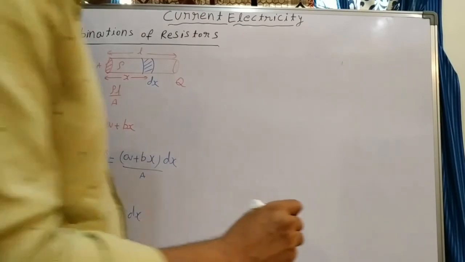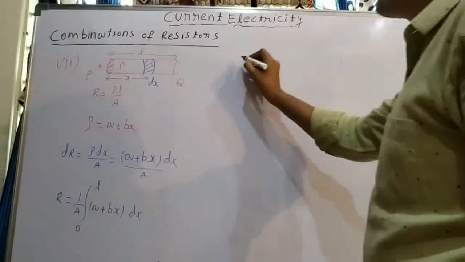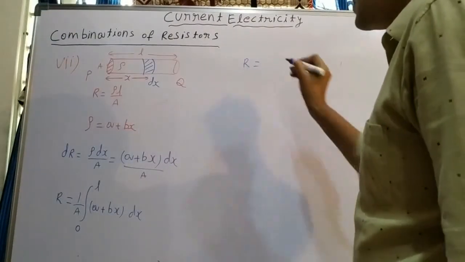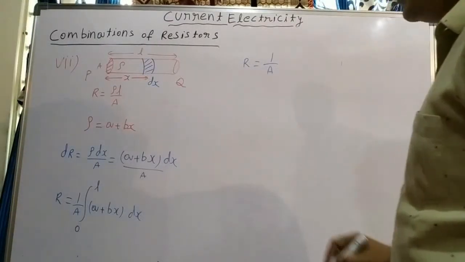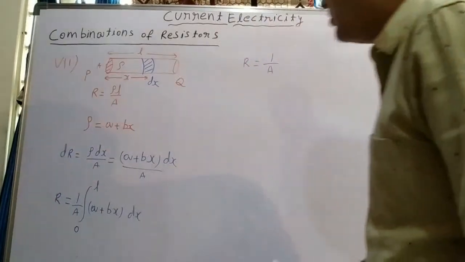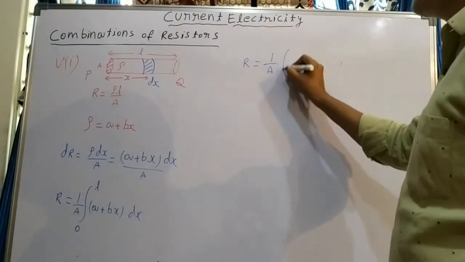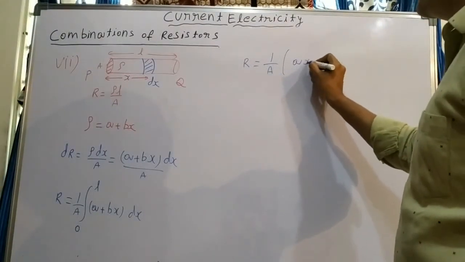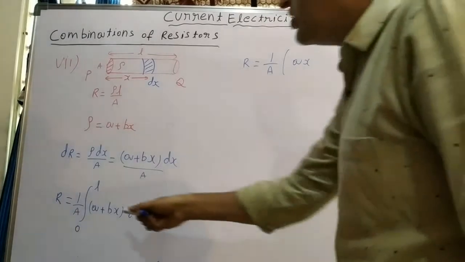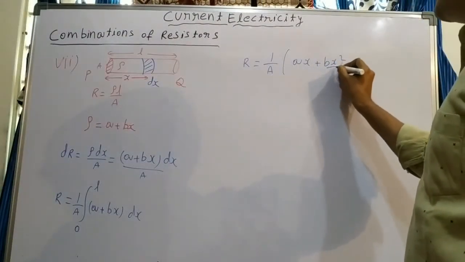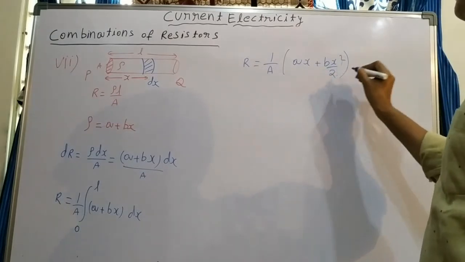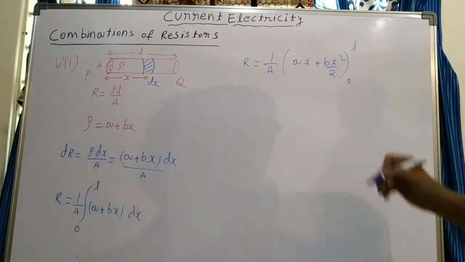Now what do you get? Resistance R is equal to 1 by A outside. Integration of the constant a gives ax. For bx, what do you get? b outside, and x square by 2, since the integration of x is x square by 2.